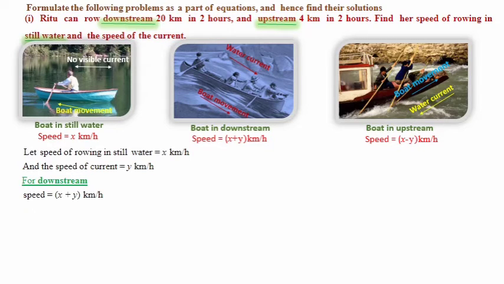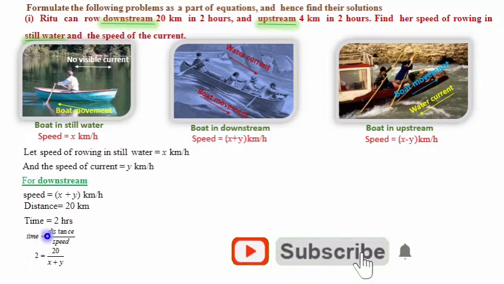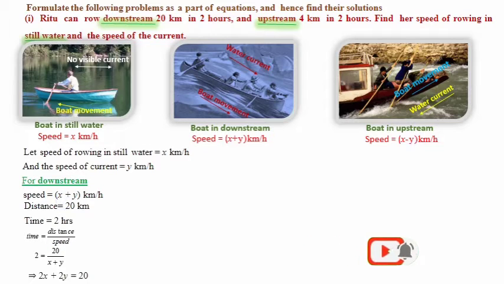Now move on to the solution. Downstream case, as we calculated, speed is x plus y. From the question, distance is 20 km that we have taken, and time is 2 hours, that also we have copied. As we know that time is equal to distance by speed, we have to substitute in the formula. Time, that is 2, distance 20 km, and speed x plus y. Cross multiply it: 2 into x is 2x, 2 into y is 2y, equal to 20.